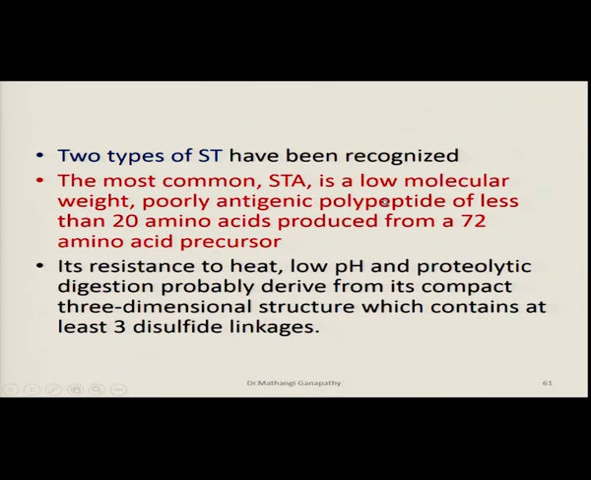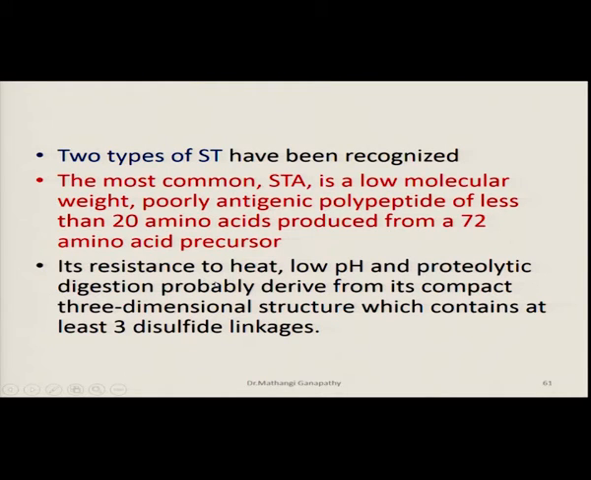The most common, STA, is a low molecular weight, poorly antigenic polypeptide of less than 20 amino acids produced from a 72 amino acid precursor. So, the heat stable toxin is less than 20 amino acids long. The precursor molecule is 72 amino acids long. It is a poorly antigenic polypeptide.